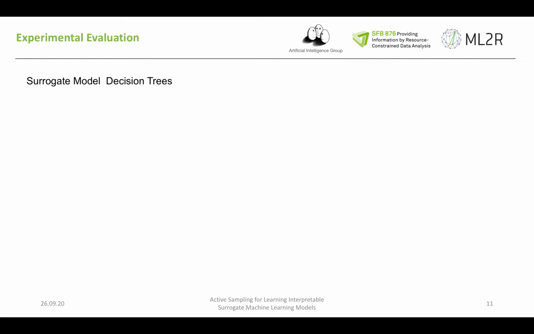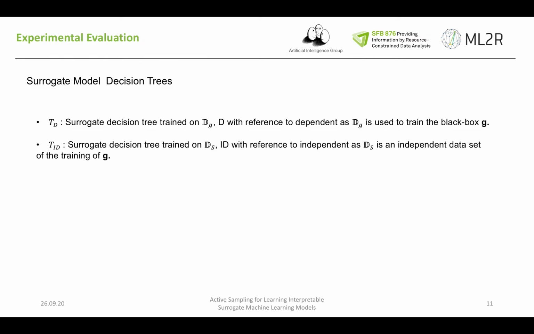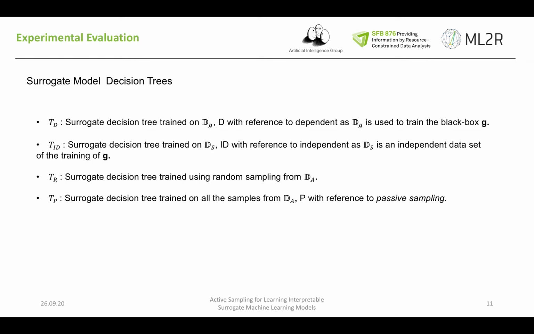We used a decision tree as a surrogate model, and we compared our surrogate decision tree to several baselines. TD is a surrogate decision tree trained on DG, with D referring to dependent, as DG is used to train the black box model G. TID is the surrogate decision tree trained on DS, with ID referring to independent, as DS is an independent dataset from the training of G. TR is the surrogate decision tree trained using a random sampling from DA. TP is the surrogate decision tree trained using all the samples from DA, P referring to passive sampling, and TAL is a surrogate decision tree obtained using ASIM.